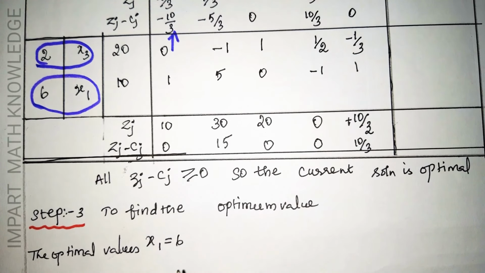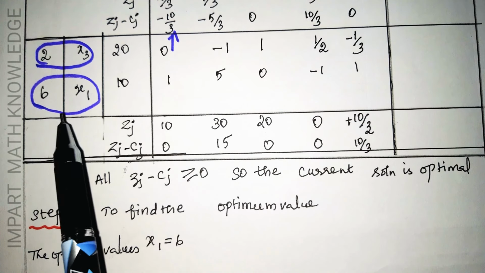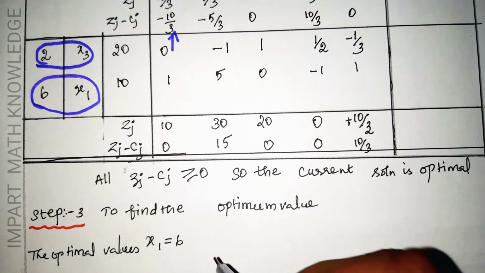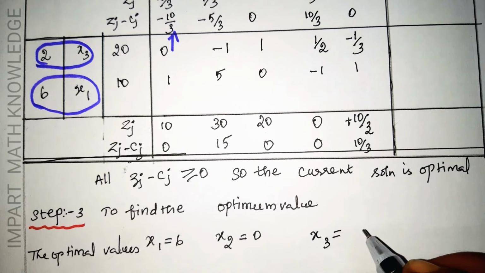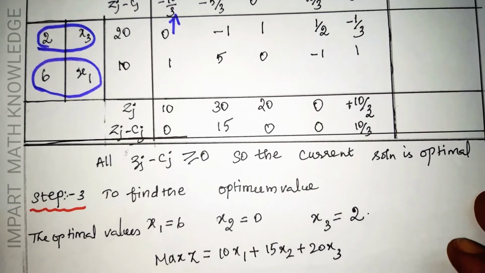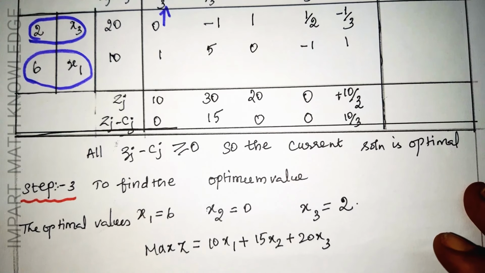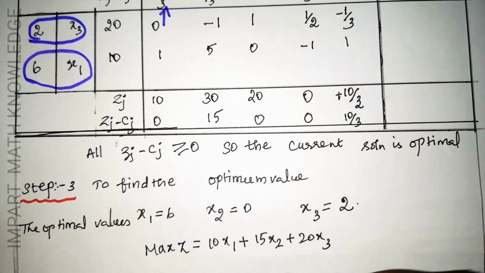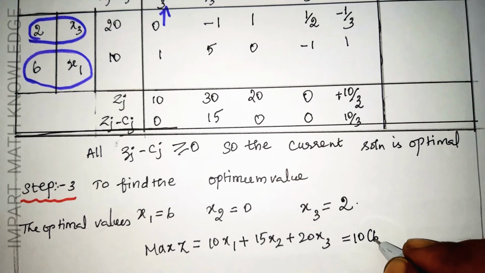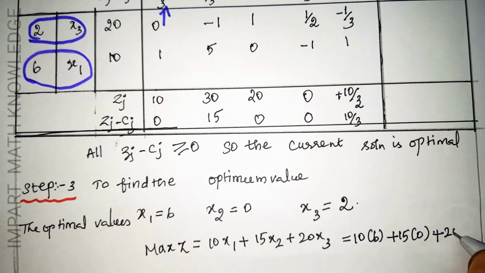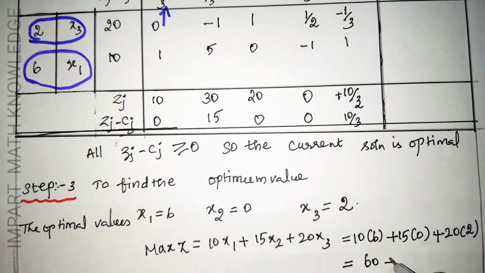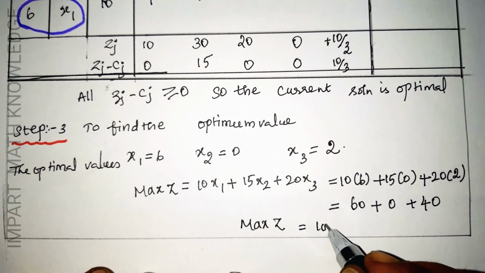The optimal values are x1 is equal to 6. This value taken from the simplex table. And x2 is not there in the table, so you put 0. x3 value is 2. Therefore, maximize z is equal to 10x1 plus 15x2 plus 20x3 is equal to 10 into 6 plus 15 into 0 plus 20 into 2. So the value was 60 plus 0 plus 40. Max z is equal to 100.